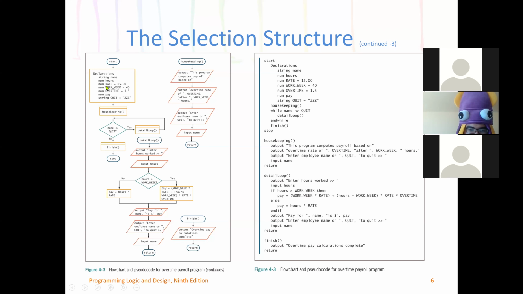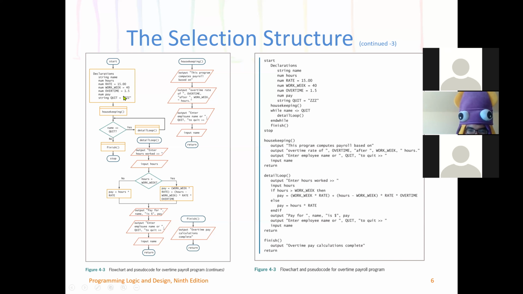Then we have some variables here. The first one is hours. The data type is num, which means it's a number. The second one also is a number. The variable name is rate, and we initialize it to $15 or 15.00. So the rate is $15. Then we have another number, the work week. The work week is 40, which means by default, employees work up to 40 hours.